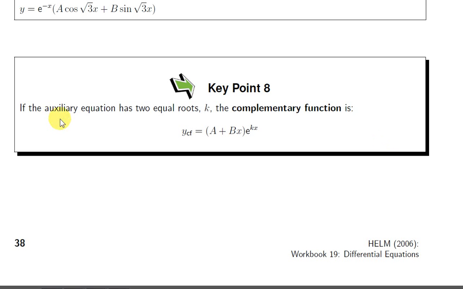In this video we will look at a situation where the auxiliary equation has two equal roots. In the last video we considered the cases of two distinct real roots and complex roots. So here is two equal roots. That happens when b squared minus 4ac is 0.